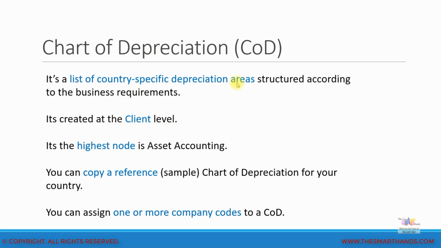So for one client, you have one chart of depreciation for a specific country. You don't have to create multiple charts of depreciation if you're using the same country. It is the highest node in asset accounting. Just like in the previous slide, we saw the organizational structure. In asset accounting, it is the highest node.